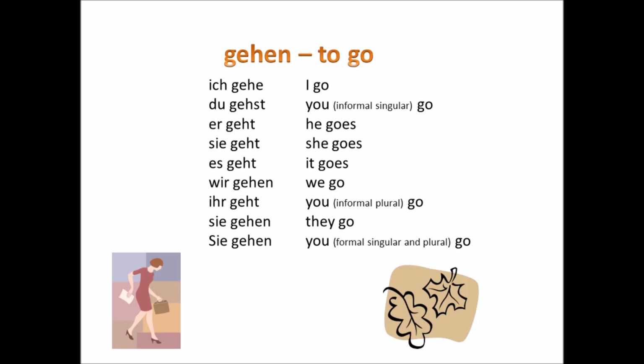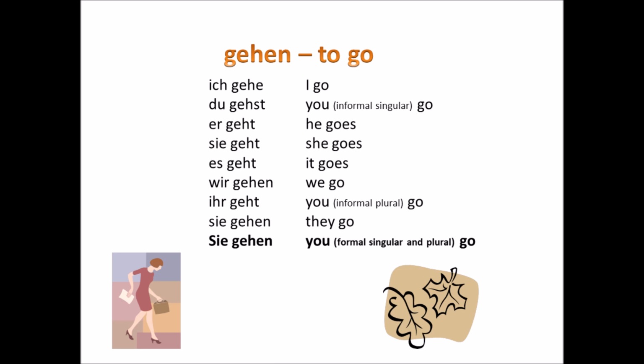So what does the present tense look like in German? The present tense in German is the first one you learn of any verb in your German classes. For instance, the verb to go, gehen, is conjugated in the present like this. Ich gehe, I go. Du gehst, you, informal singular, go. Sie, es geht, he, she, it goes. Wir gehen, we go. Ihr geht, you, informal plural, go. Sie gehen, they go. Sie gehen, you, formal singular and plural, go.